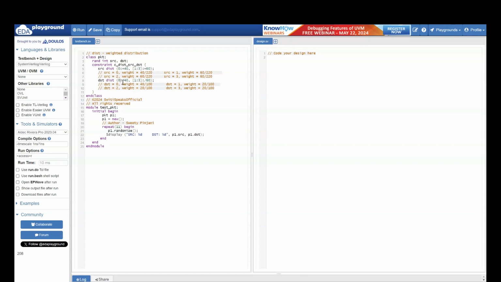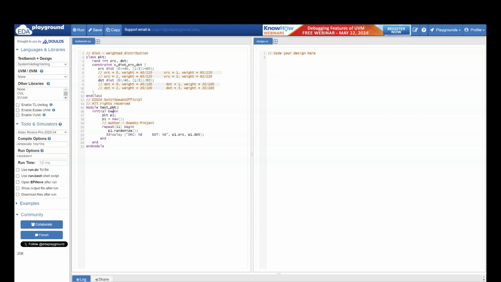For destination, I am using this operator. The meaning of this particular operator was the weight will be equally divided amongst the values. 0 is a single value, so since there is only one value, 0 will have the entire weight 40. 1, 2, 3, there are three values, and 60 is the total weight for them. It means 60 divided by 3 is 20. Each of the values 1, 2, and 3 has weight 20 divided by 100. And 0 has weight 40 divided by 100.